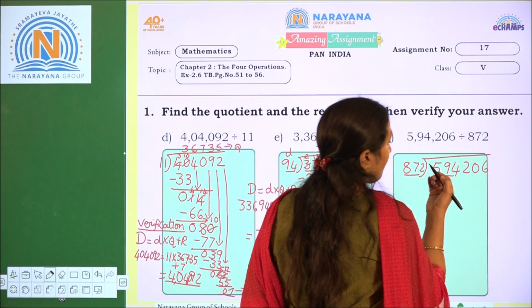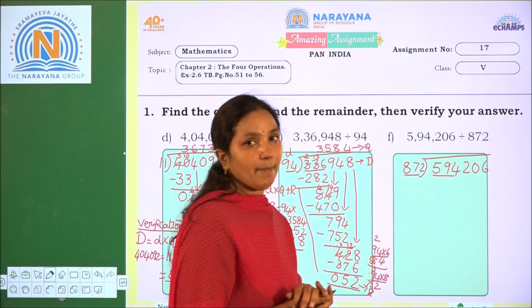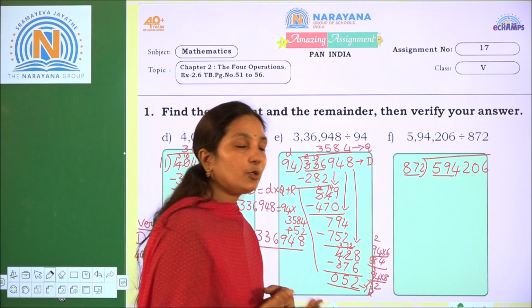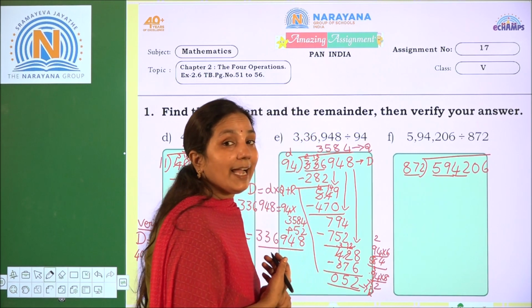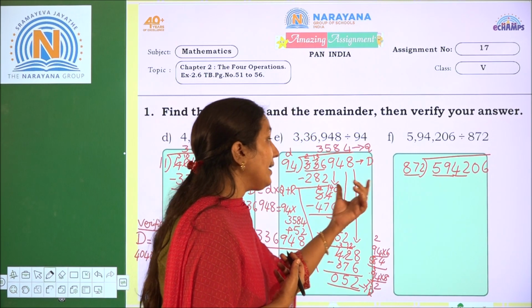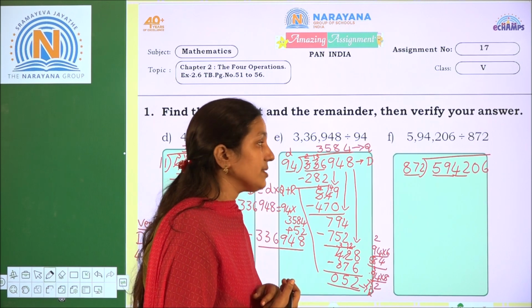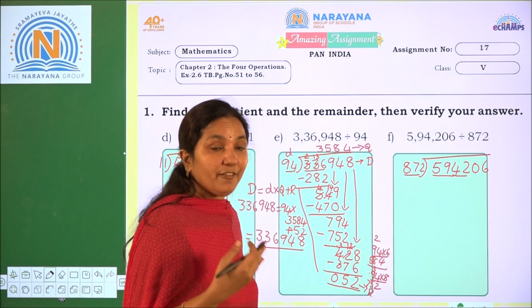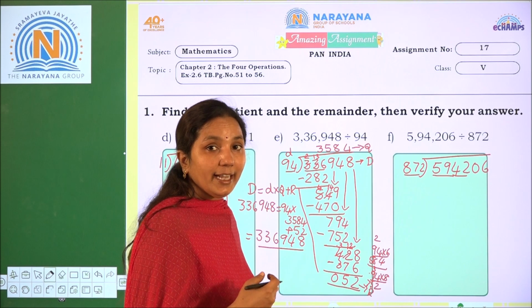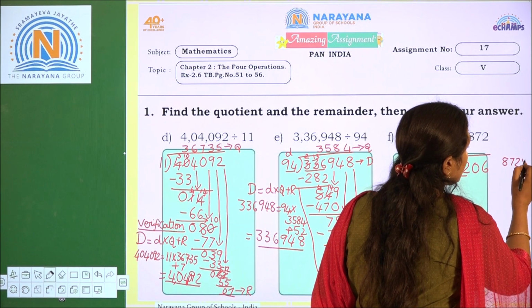If you are taking 594, it will be smaller than this number. So what we have to do? We have to go through the next digit. So means 5,942. How many 872s are there in 5942? We have to think and divide approximately. How many times can we take? Can we take 7 times? Okay, so multiply 872 into 7.